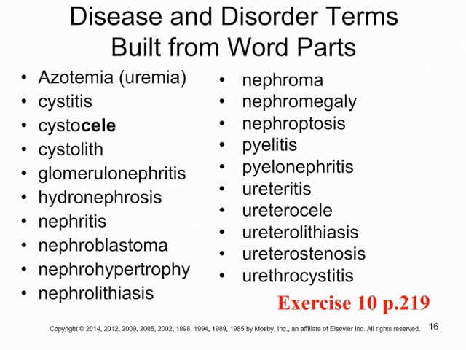The last term here is erythrocystitis, and that would be inflammation of both the urethra area and the bladder area. So you string the word roots together when you're talking about inflammation in multiple areas. This is a lot of terms, so take a moment and try exercise 10 on page 219 just to begin to get all of these straight.